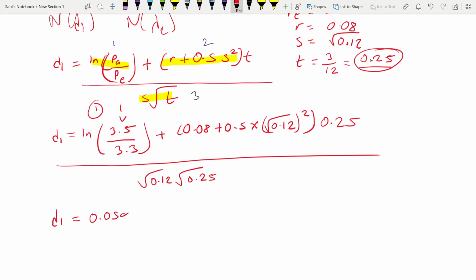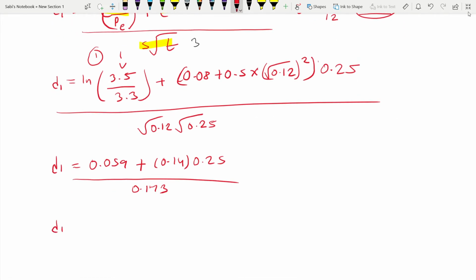0.059 plus, in the bracket I'm getting this bracket, 0.14 into 0.25, divided by 0.173. So D1 will be 0.094 divided by 0.173, equal to 0.54. Now this is your D1, and make sure whenever you're writing D1 and D2, it should always be rounded up to 2 decimal places.